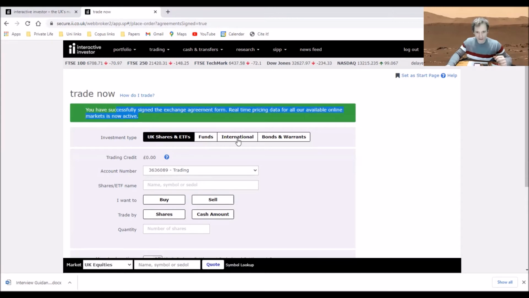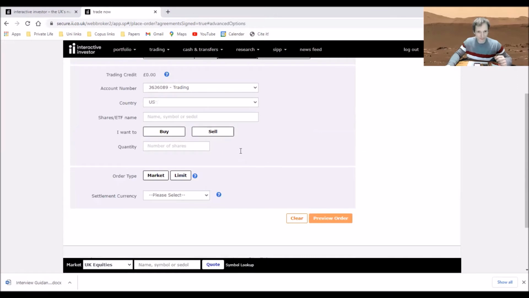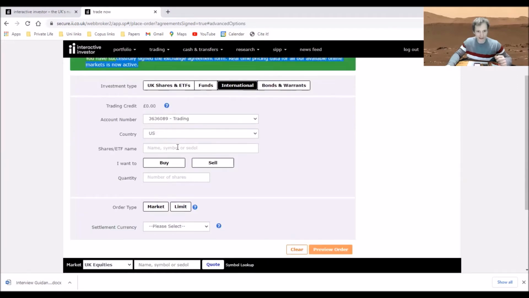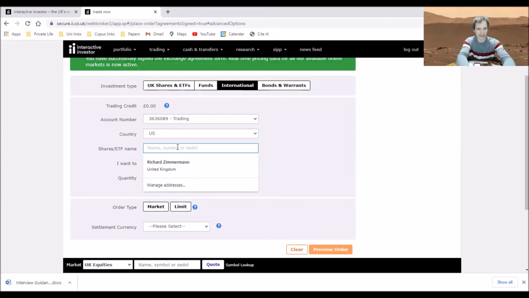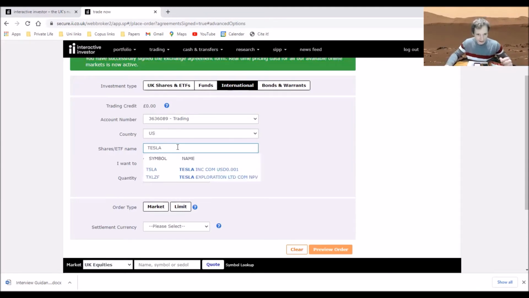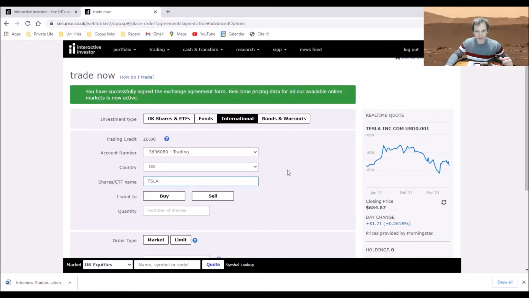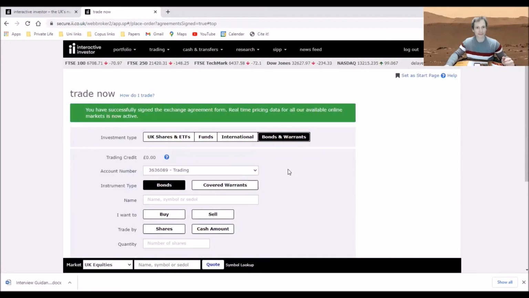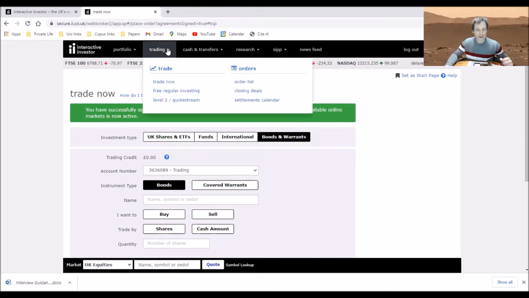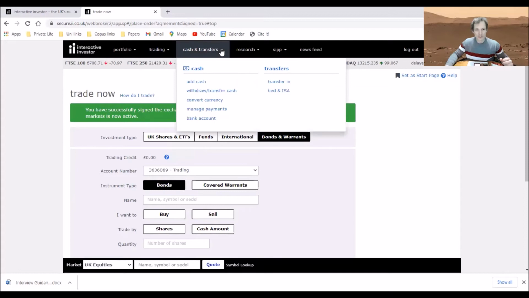Okay, so let's go to international and just look, I guess, for a US share. What's a company everybody's talking about? I don't know, Tesla? Do you find Tesla? Oh yeah, here it is. Tesla. Again, nice quote. And then I guess now I could buy or sell that share. Very interesting. And then bonds and warrants. All right, okay. Seems simple enough. So under trading, that's where I can buy my securities. Cash and transfer, that's apparently where I can add cash to my account or withdraw cash.